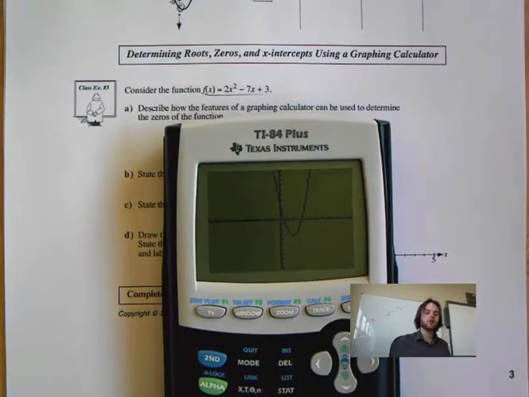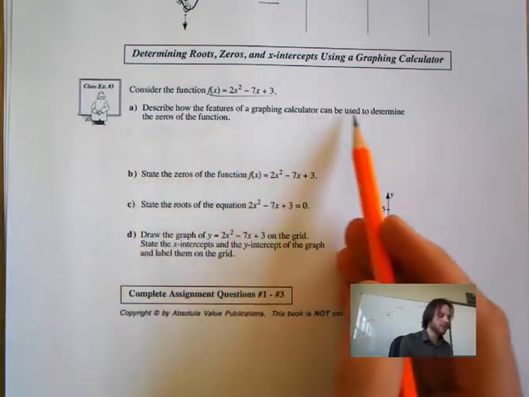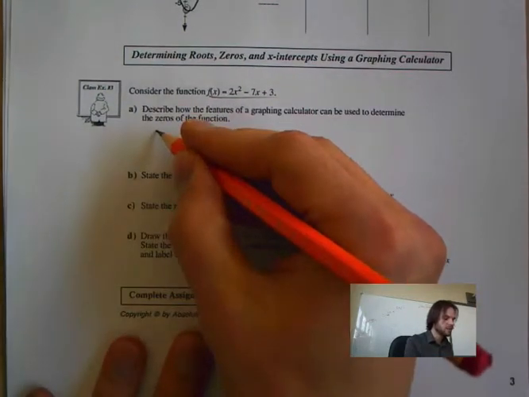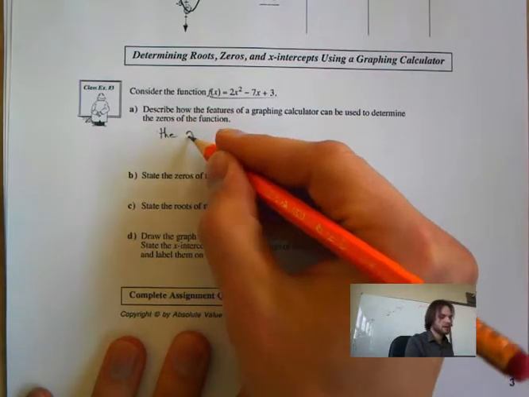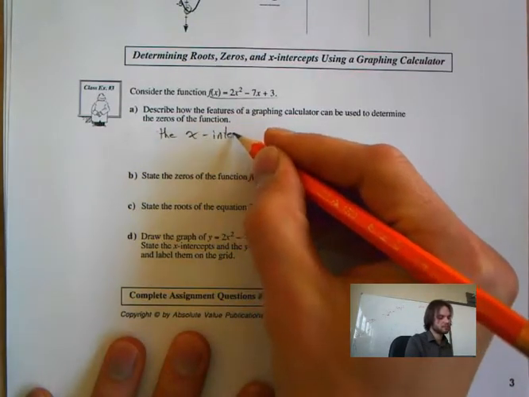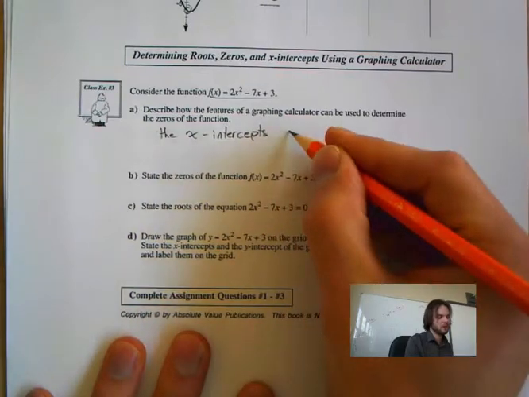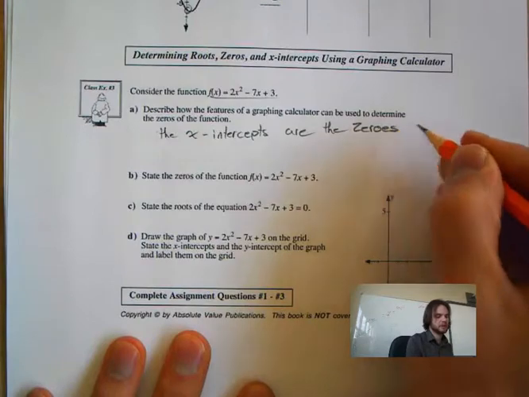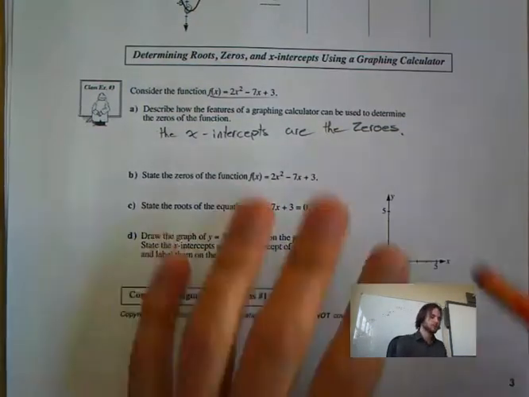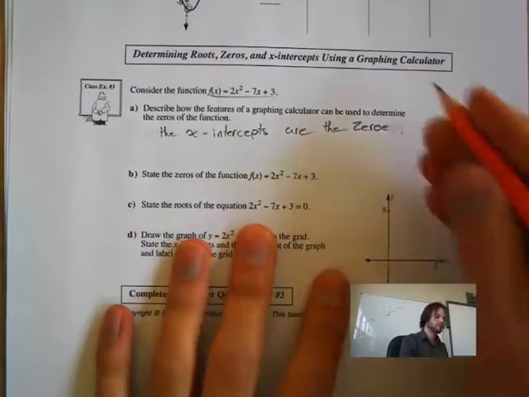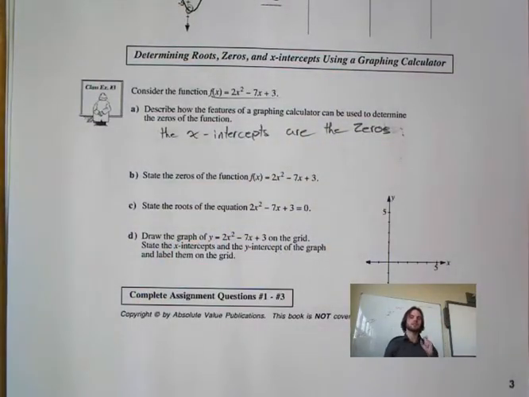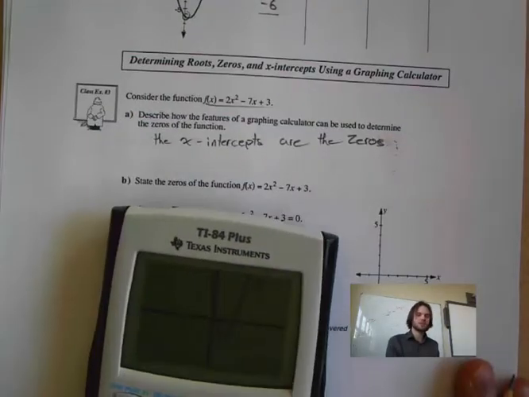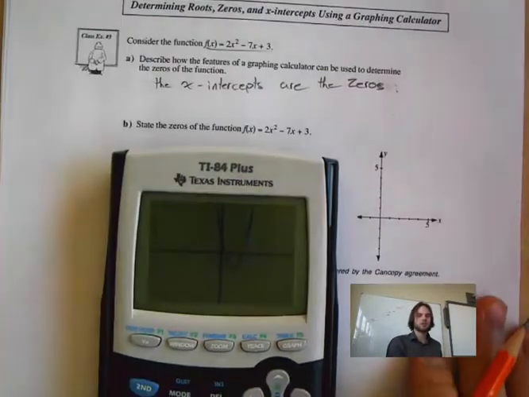Now, describe how the features of the graphing calculator can be used to determine the zeros of the function. Well, we want to find the x-intercepts. The x-intercepts are the zeros of the function. And to do that, how are we going to do that? Well, state the zeros of the function. That's simple. I'm just going to move this up a bit.